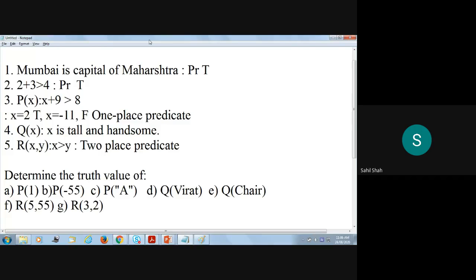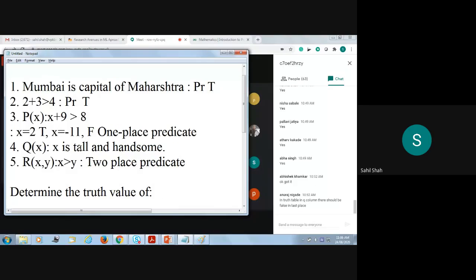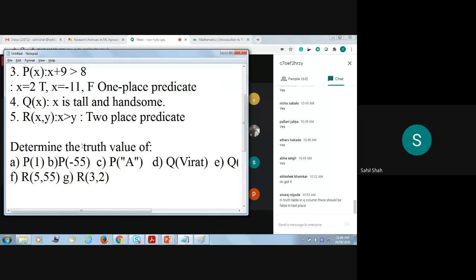So based on the assignments, we will be able to determine the truth values. If you have these examples in front of you, what will be the truth value of P of 1? If I put 1, P of 1 means we need to replace x by 1 wherever it occurs. So you put 1, 1 plus 9 is 10. Is 10 greater than 8? Yes, it is. So the truth value of example A will be true.